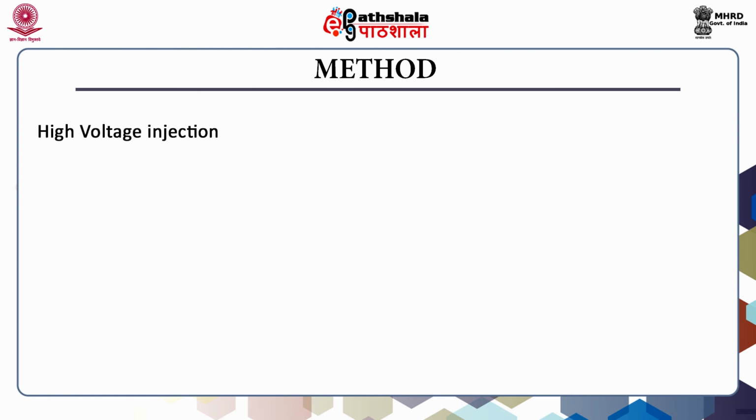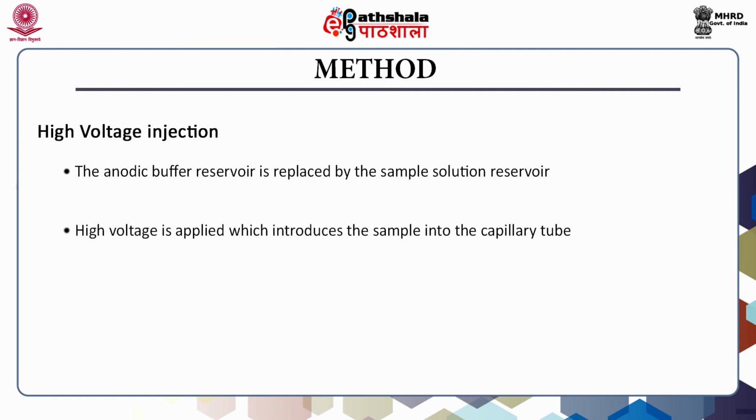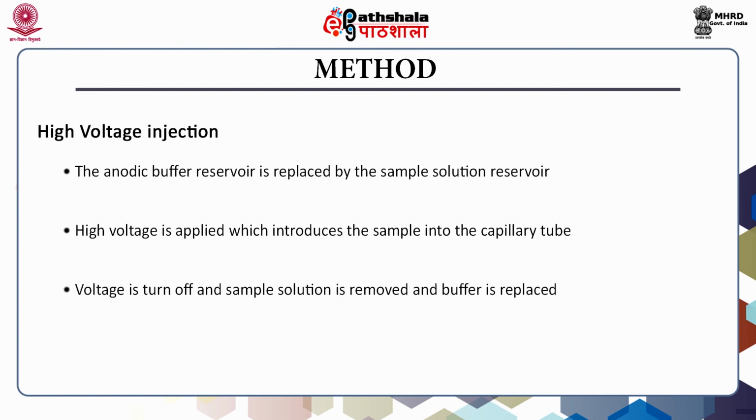In high voltage injection, voltage is shut off, then the anodic buffer reservoir is replaced by the sample solution reservoir. Once the sample reservoir is in the position of the anodic buffer reservoir, then high voltage is applied. This introduces the sample into the capillary tube. Again, voltage is turned off, then the sample solution reservoir is removed and the anodic buffer reservoir is placed in its original position. Voltage is switched on to start the electrophoresis.